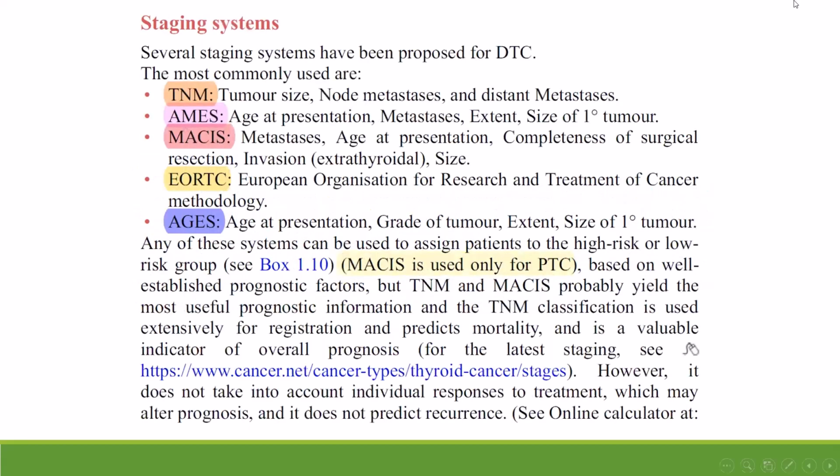Doctor, yes? I think what I know is that women are at higher risk to develop thyroid cancer, but the prognosis is worse in men. Yes, the prognosis itself is bad in males, but thyroid cancer is more common in females. It's more common in females, yes.